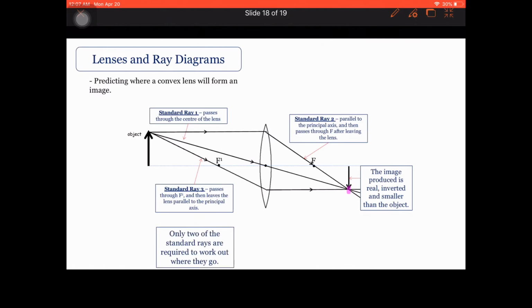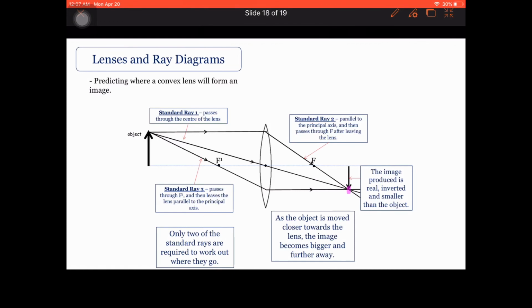Now in here only 2 of the standard rays are required to work out where they go. You don't need all the 3 standard rays in forming your ray diagrams. In doing your ray diagrams, only 2 would suffice. You could either use standard ray number 1 and standard ray number 2, or standard ray number 1 and standard ray number 3. It's always very safe to use standard ray number 1 because it can go through the optical center undeviated, and as the object is moved closer towards the lens, the image becomes bigger and further away.